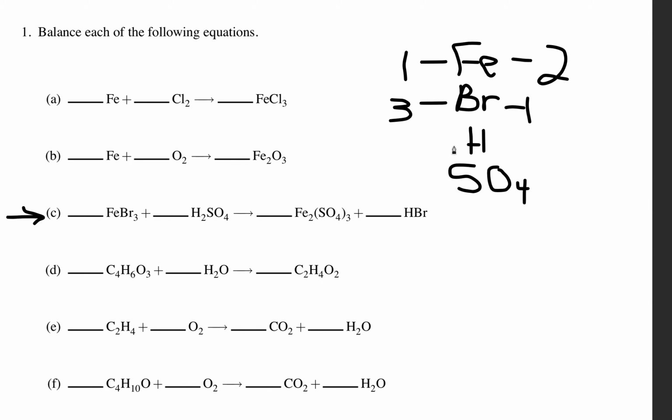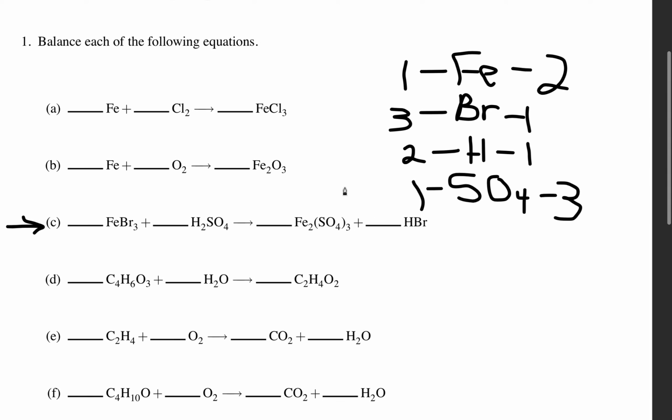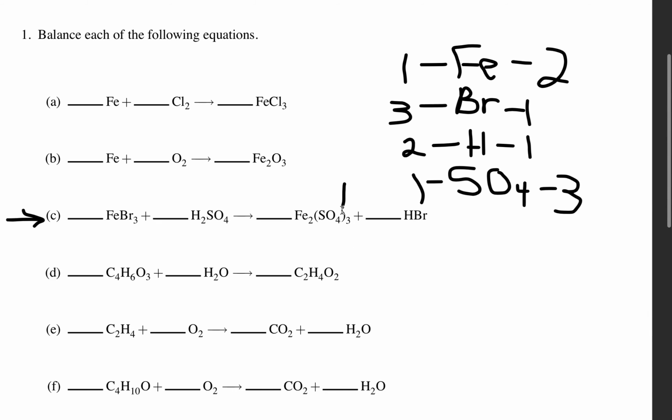Hydrogen, I am starting with 2 on the left, 1 on the right. Sulfate, I have 1 on the left and 3 on the right. Remember, if I ever want to represent multiple polyatomic ions, I'm always going to add parentheses like that.